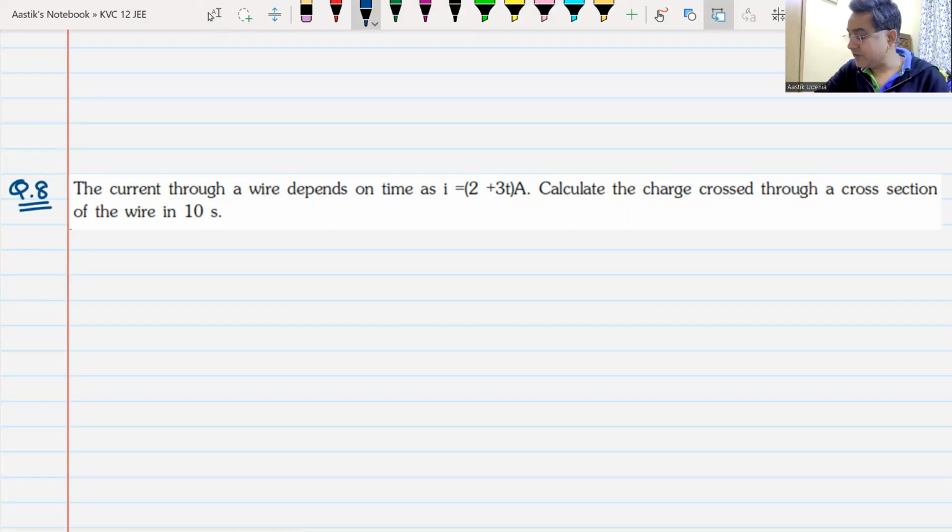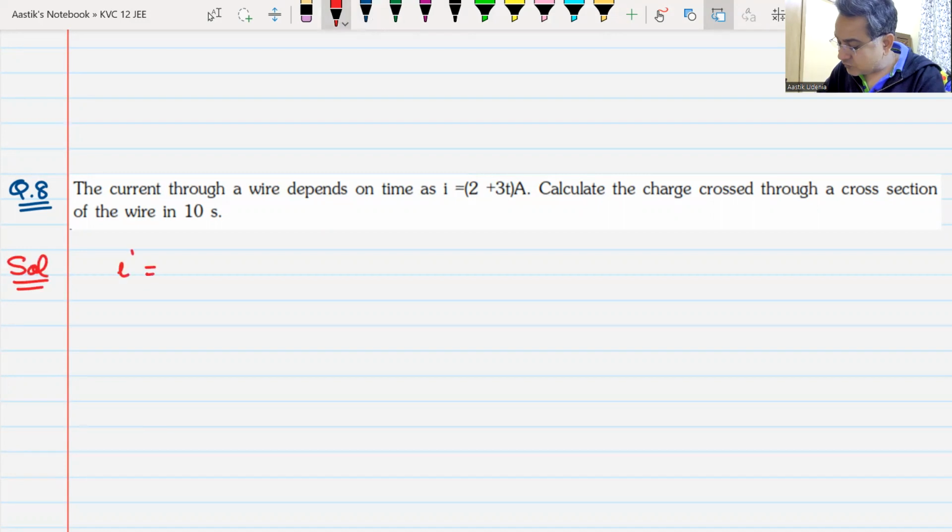The current through a wire depends on time as I is equal to 2 plus 3t ampere. Calculate the charge that crosses through a cross section of wire in 10 seconds. It's a very simple question, and I'm hoping to get a very simple answer from you. So how are we supposed to do this? It is a very simple question based on the concept that we have already seen.